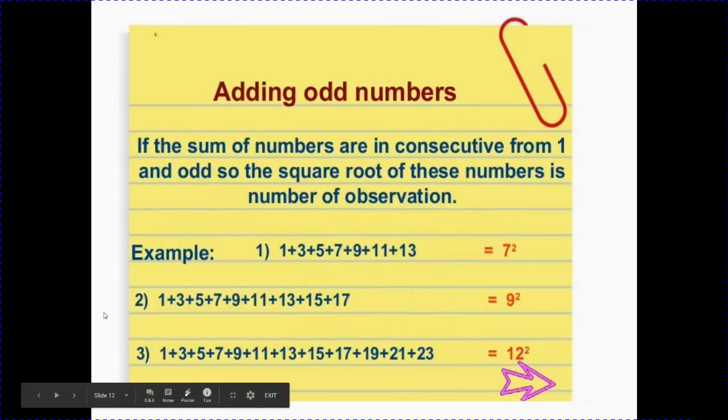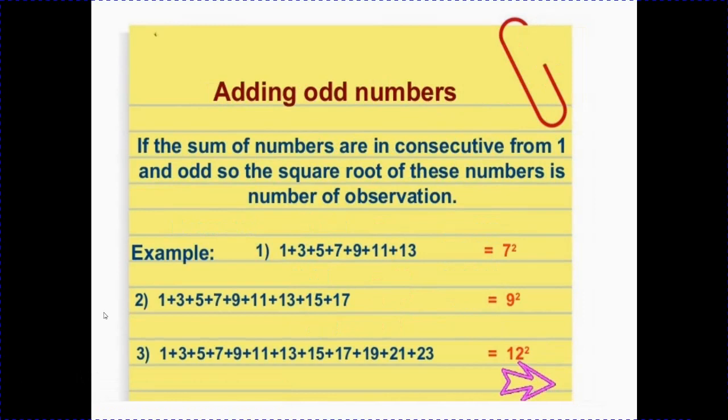Adding square numbers. If the sum of numbers is consecutive odd numbers from 1, then the square root of the sum is the number of terms. Let me make you understand. Here's one example: 1 plus 3 plus 5 plus 7 plus 9 plus 11 plus 13. Instead of adding these to get the result, if you add them, what is the answer? 49, right?